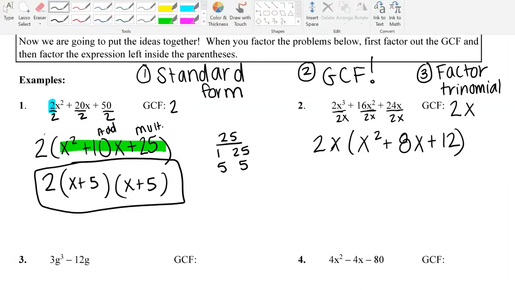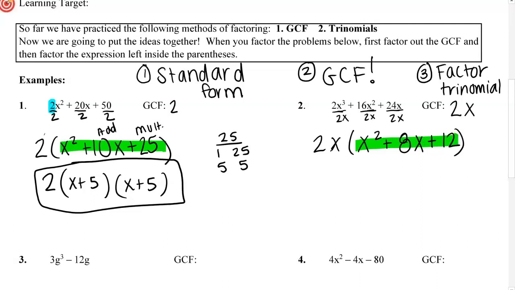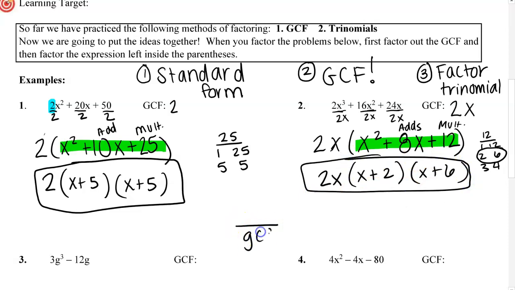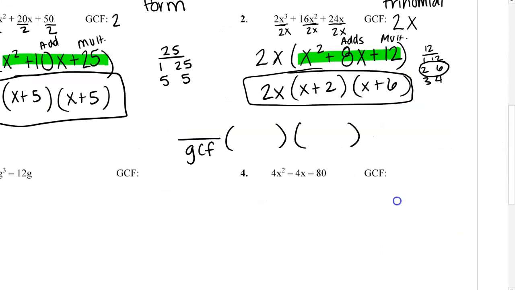Now I look on the inside of these parentheses, and I ask myself what multiplies to 12 and adds to 8. So I'll set up my frame, x and x. Things that multiply to 12 are 1 and 12, 2 and 6, or 3 and 4. So the one that adds to 8 would be 2 and 6, so plus 2, plus 6, and the GCF has to sit on the outside. So your form should always be the GCF and then the factors after it. Okay, we'll do one more example here.